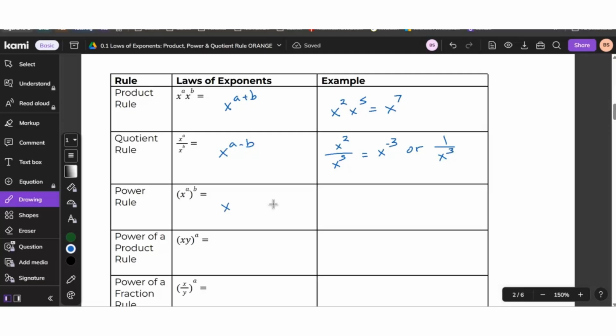Power rule is going to be x to the ab, which if we had x squared to the 5th, now it's x to the 10th, not x to the 7th, because we've got to multiply them. Okay? Hopefully this is coming back to you a little bit. A little bit? Yes. Everyone except Nava is remembering.